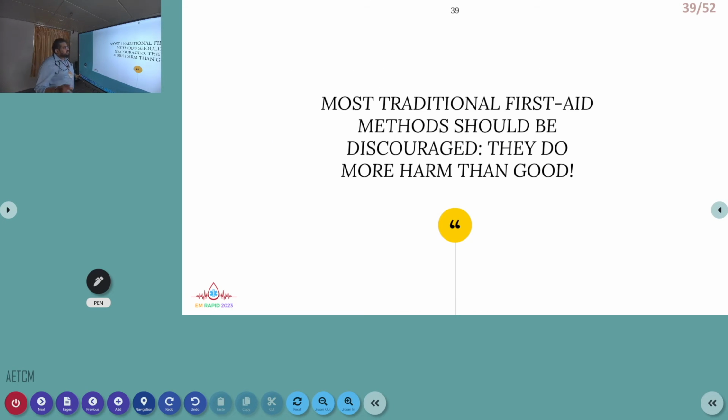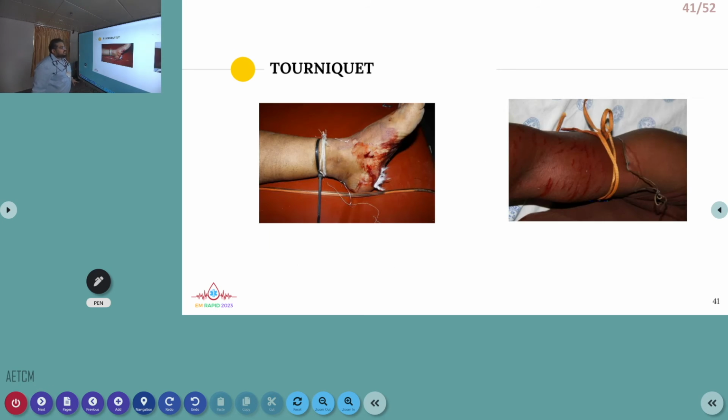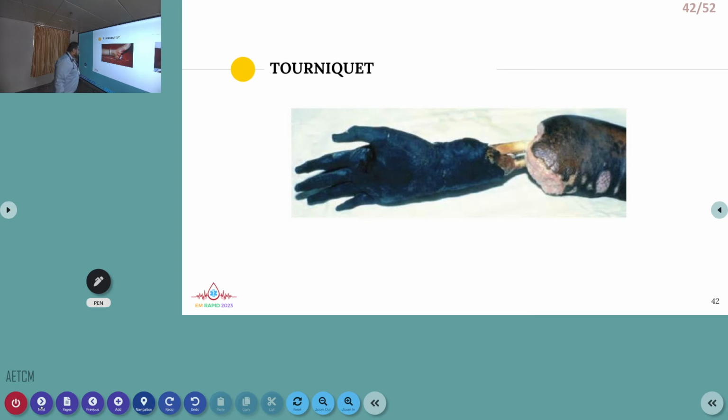So these are the different methods by which most traditional first aid measures should be discouraged, and they do more harm than good. So avoid any interference with the wound, and no tourniquet. I am just slashing off, no usage of tourniquet. That should not be helped. See the effect of tourniquet. This should not be done. This should not be done. Just remember, these things are obsolete, and you should not practice putting a tourniquet.